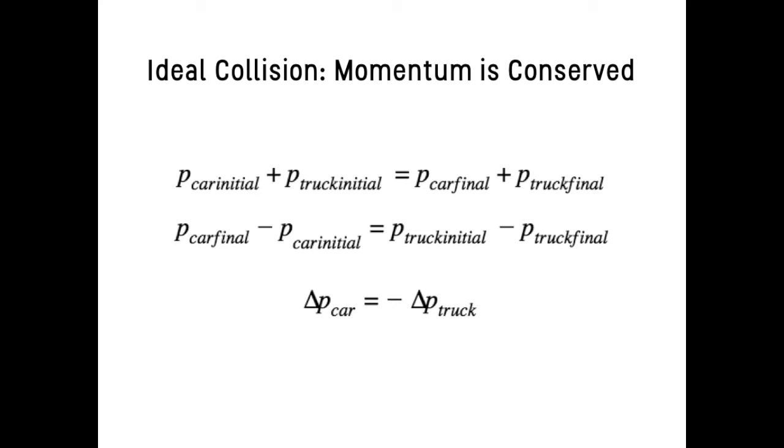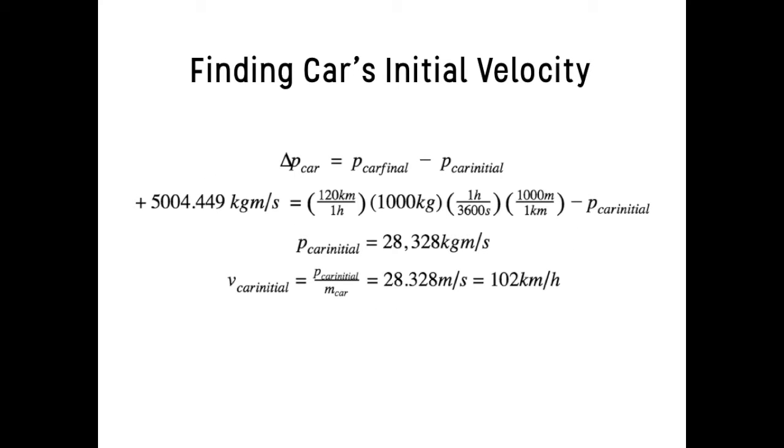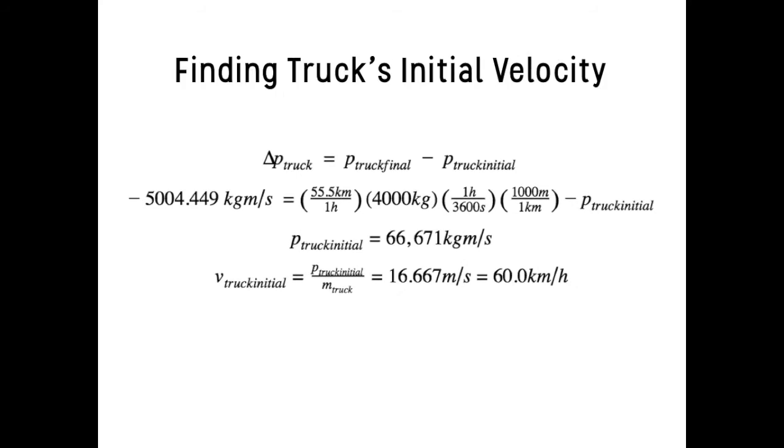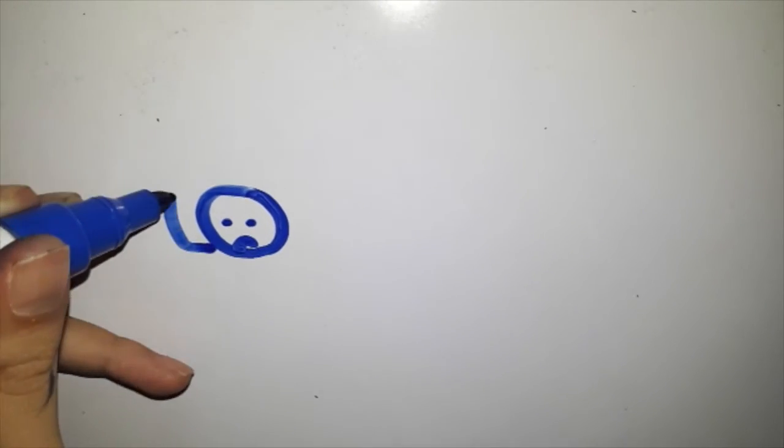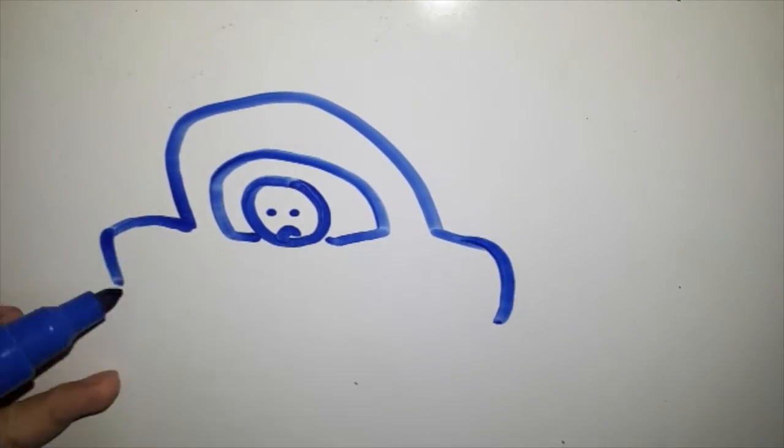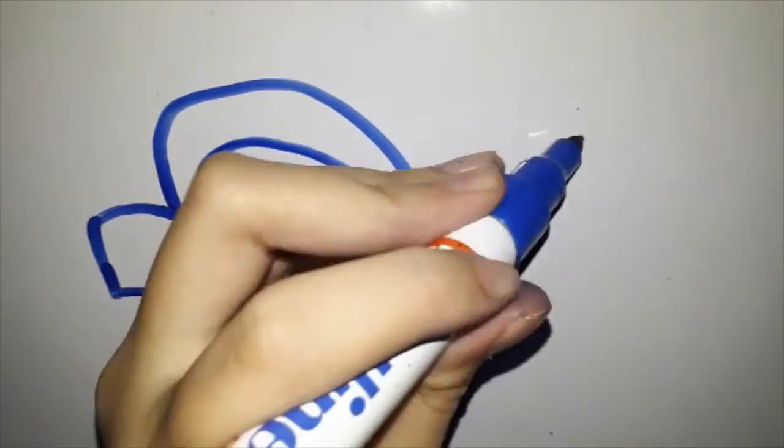Thus, we come up with the following formula. The momentum the car gains is equal to the momentum that the truck loses. We can use this to find the initial velocities of the vehicles. Knowing the car's final momentum and how much momentum it gained, we can find the initial momentum and velocity as such. A similar process can be done for the truck as shown. Thus, the car was far over the speed limit while the truck was not. We conclude that it is the car's driver at fault.